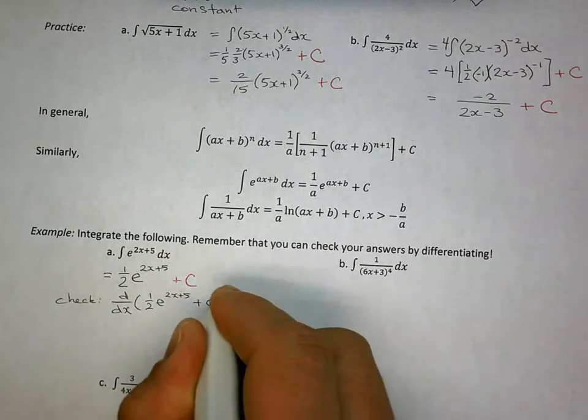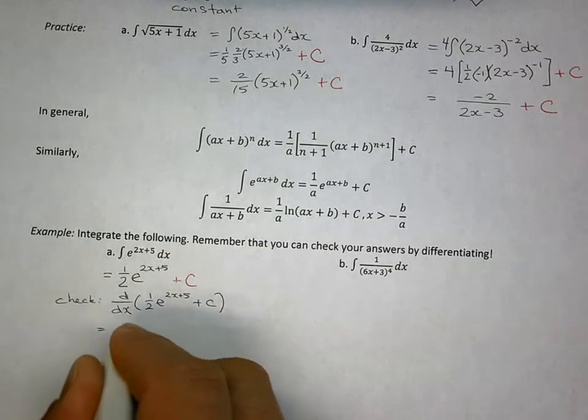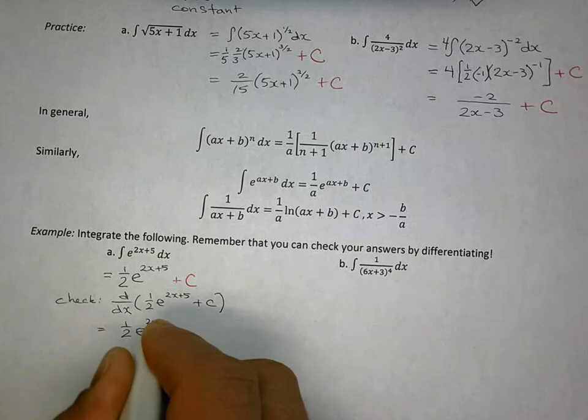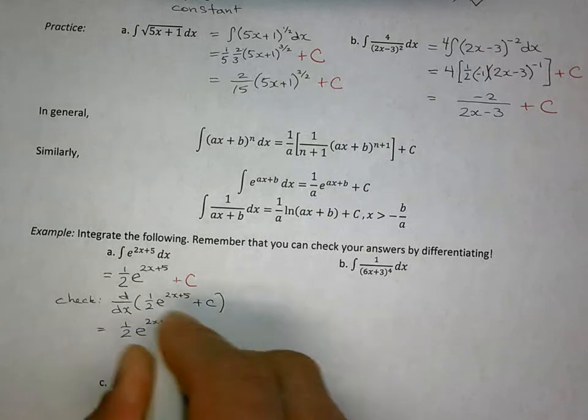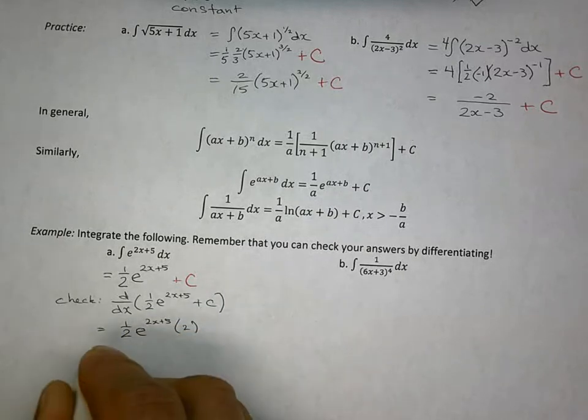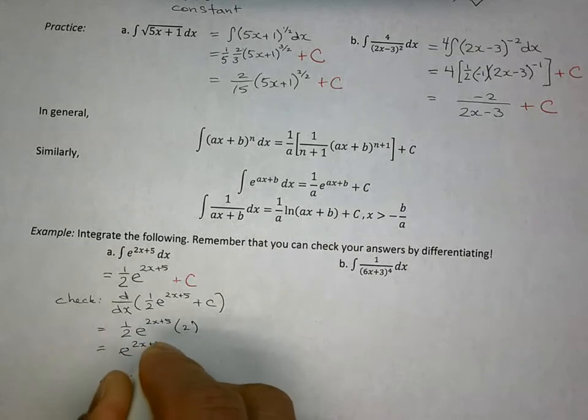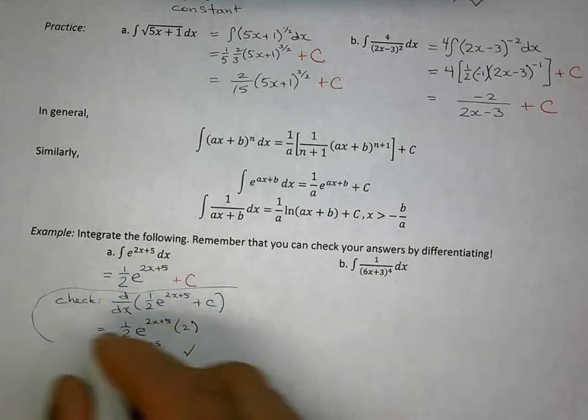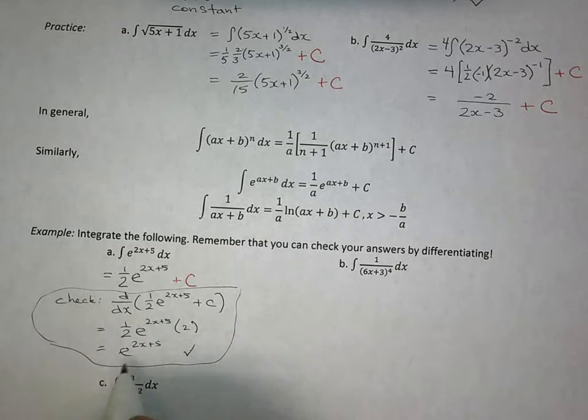So I take the derivative, that is half e to the 2x plus 5, and then derivative of the top, which is 2, so that cancels out, and I get e to the 2x plus 5, so that works. Check is good, because when I take the derivative of my answer, it leads me back to my integrand.